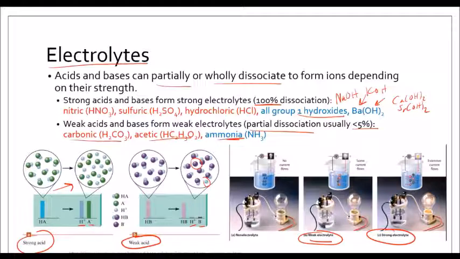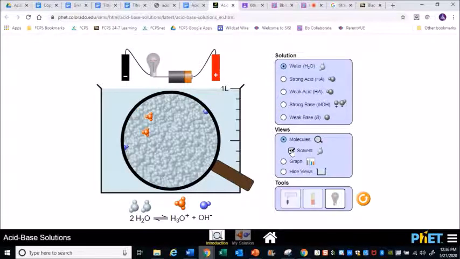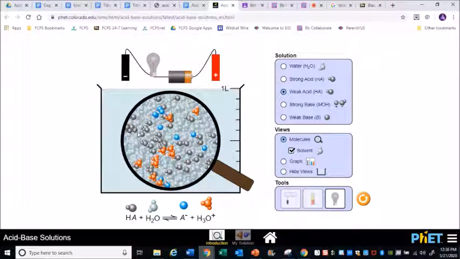But let's take a moment to look at the simulation real quick. All right, so you can start out with just water. You can show the solvent. Strong acid, where you see everything's broken up. A weak acid, where these little gray ones are staying together, whereas the other ones are separating into the conjugate and the hydronium, where the H+ has attached itself to the water. So as you can see in the reaction down here.